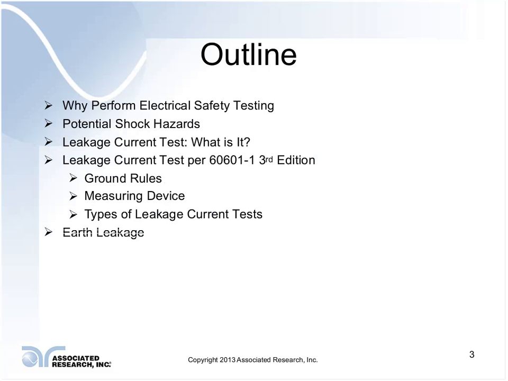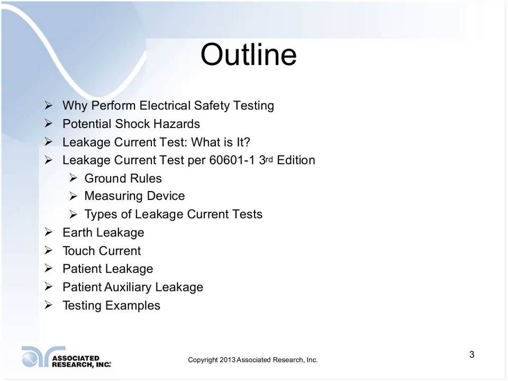The basic types are earth leakage, touch current, also known as enclosure leakage, patient leakage, and then patient auxiliary leakage. We're going to go into each one of those types, give a couple examples, and I also have a couple video demonstrations using one of our leakage testers to show you one of the ways this could be done.